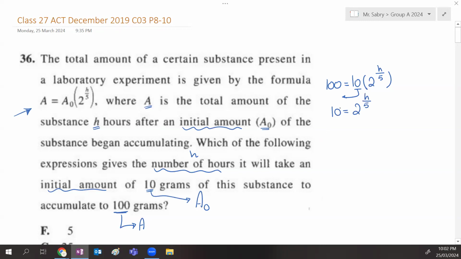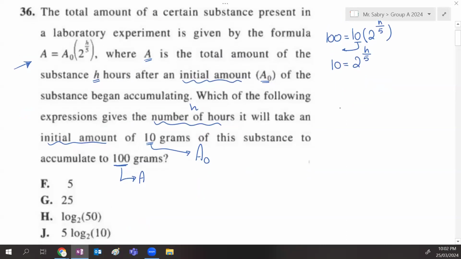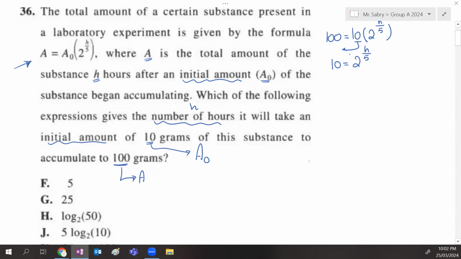Now in order to change from this form to the logarithmic form, and to be able to find the power, I'll have to change to logarithmic. So I'll put log to the base of this number, which is 2, and then the answer, which is supposed to equal the power, H over 5. Now the 5 will go to the other side, multiplied, so it will be 5 times log base 2 of 10. That's how I'll figure out the answer. So that's J.